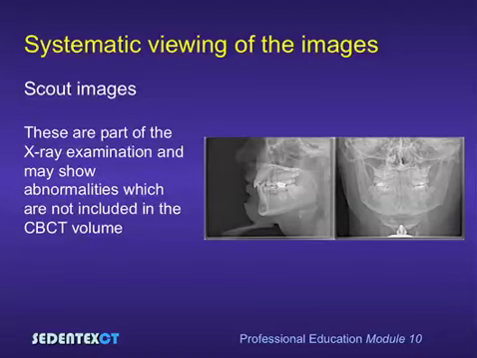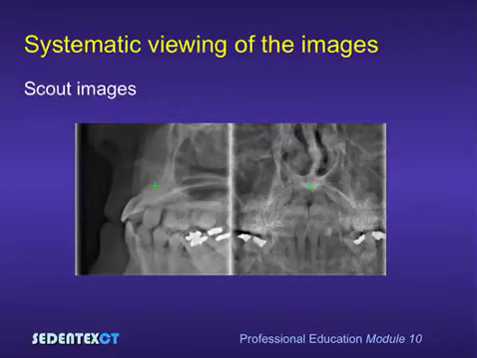The best approach is to start with the scout images. These are part of the X-ray examination and may show abnormalities which are not included in the CBCT volume itself. This means that there's a good argument for trying to make the scout images as small as possible, within the bounds of them being useful for planning the cone beam CT examination. This means that a lot of areas are excluded from the scouts, and therefore there is less of a challenge in interpreting them.